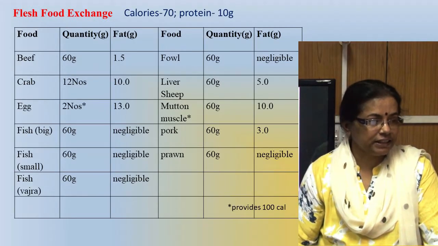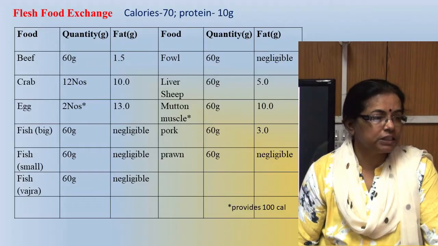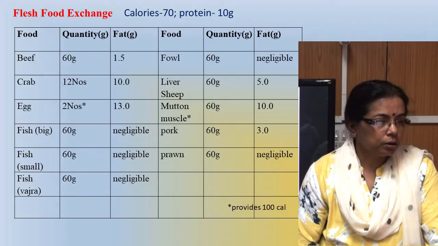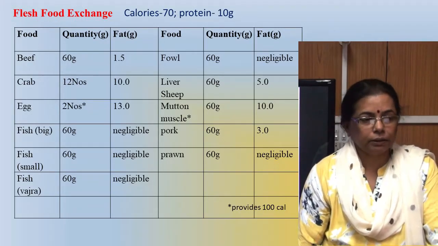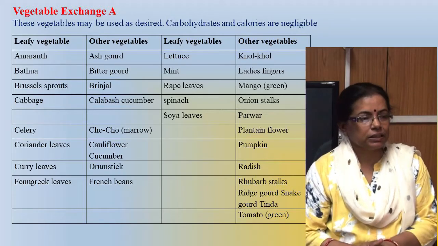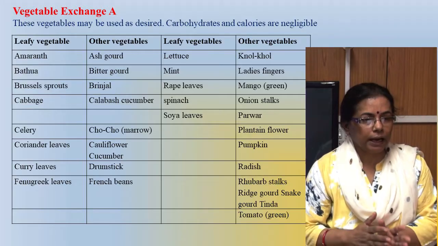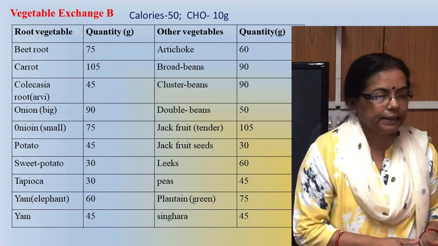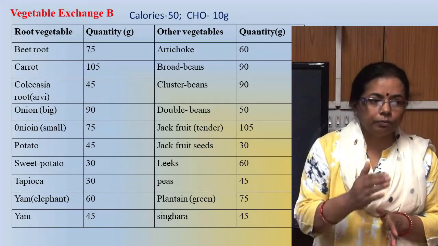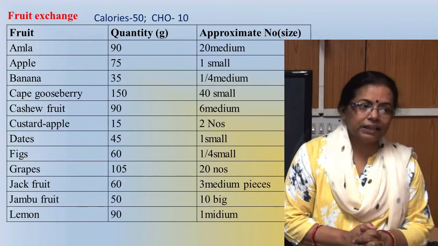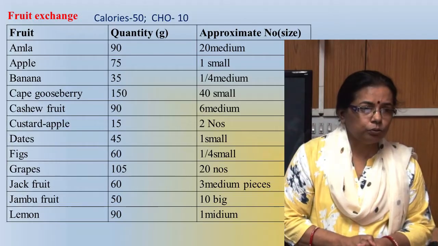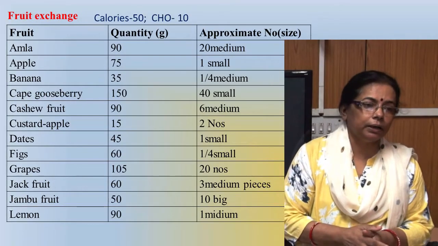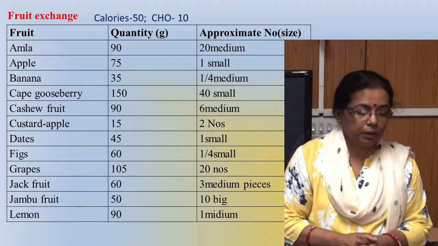This is the flesh food exchange list. Anyone can substitute 60 gram beef with 60 gram fish, or two eggs, or 60 gram of mutton. This is the vegetable exchange list. This list contains leafy vegetables and popularly eaten other vegetables. Vegetable exchange B contains root vegetables and some less popular types of other vegetables. This is the fruit exchange. Here 90 gram of amla can be exchanged for 75 gram of apple or 35 gram of banana, and it will provide 50 calories and 10 gram carbohydrate.